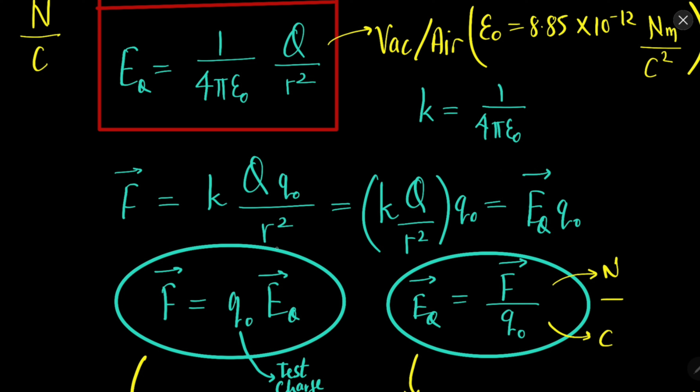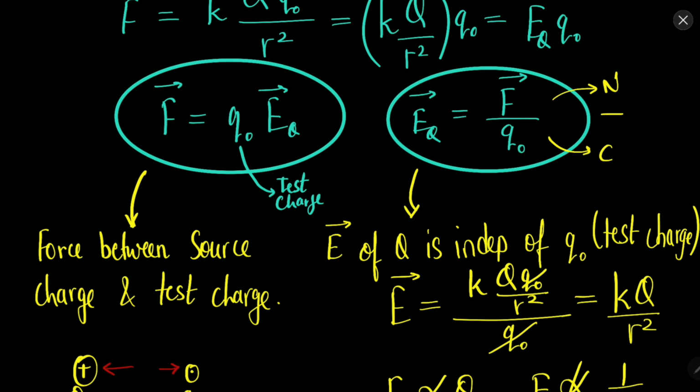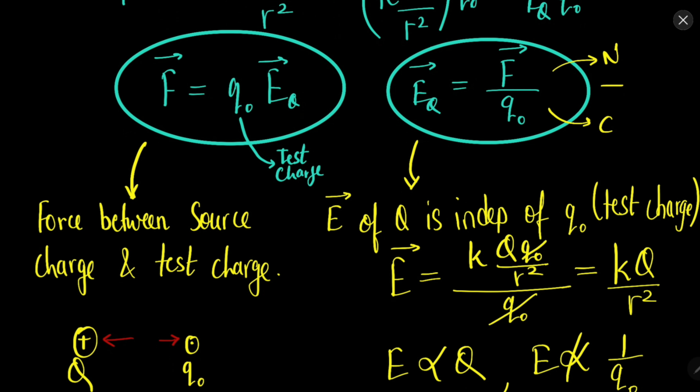So the electric force between test charge and source charge q can be written like this as well, or the electric field due to source charge q can be force per unit test charge. So from here the unit of electric field can be found as Newton per Coulomb.